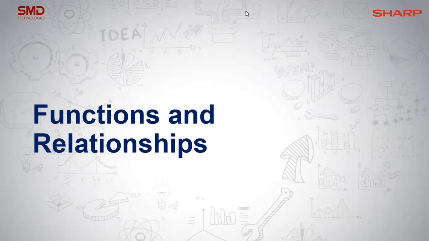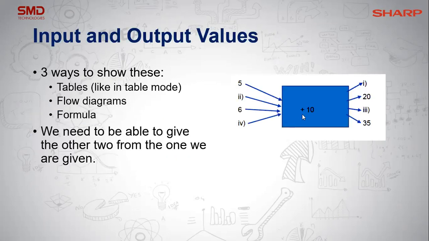All right, great, fantastic. Okay, so functions and relationships. So with functions and relationships from grade 7 to 9, we start out with input and output values, and we can show these input and output values or these patterns or functions in 3 different ways. In a table, like we did with table mode, in a flow diagram, which we have here, or with a formula, which we used to get to a table. Okay, you need to be able to have one in order to get the other 2.